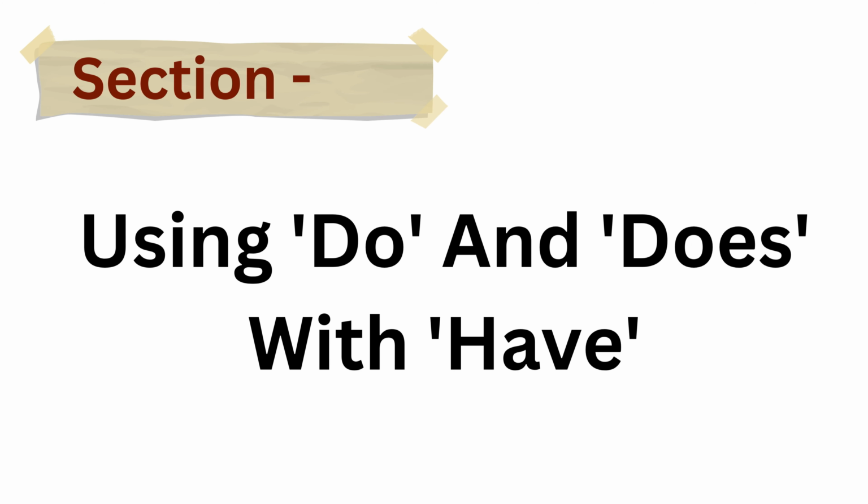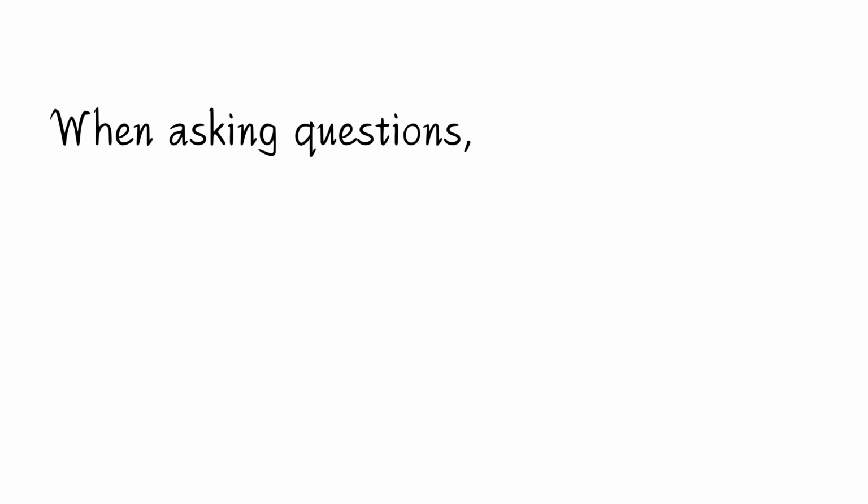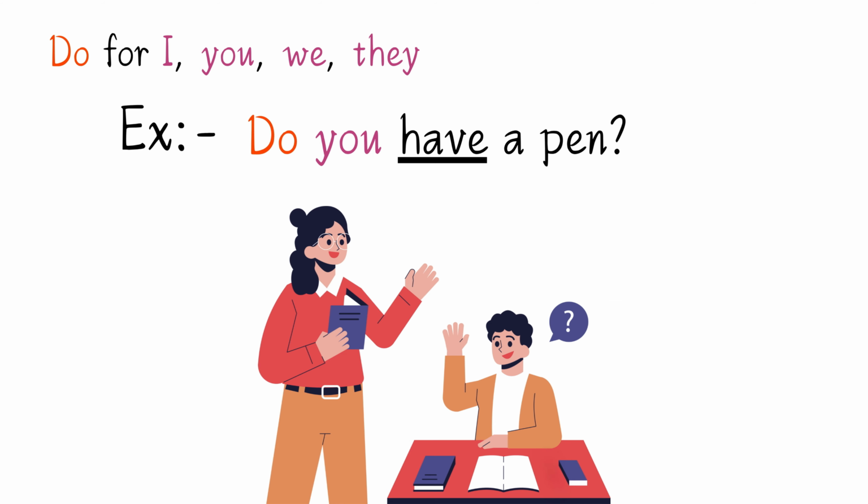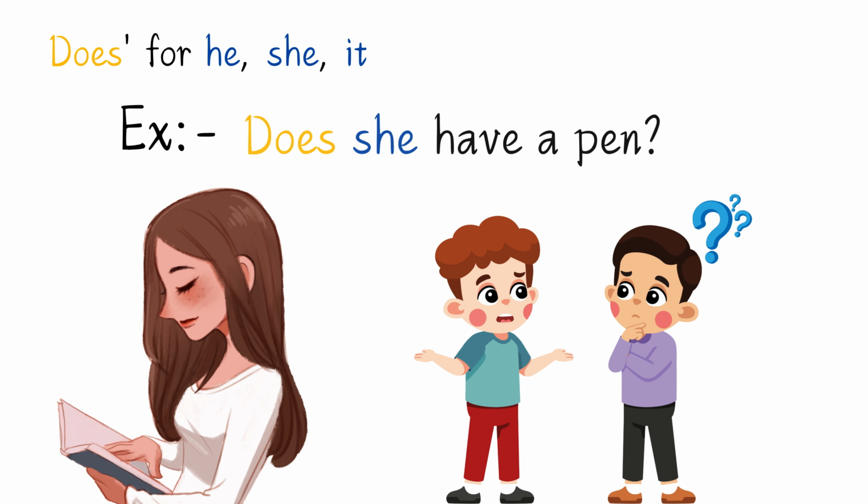Section 3. Using do and does with have. Now, let's look at how we use do and does with have. When asking questions, we use do and does. Example for do, do you have a pen? Example for does, does she have a pen?